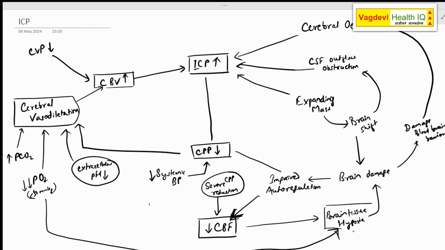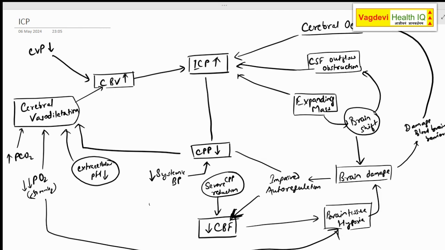See this diagram, this flow chart, and you will find yourself in a better position to understand the whole process. Our whole discussion I have summarized in this flow. So practice this, very simple. Keep intracranial pressure in your focus and then start interrelating everything.